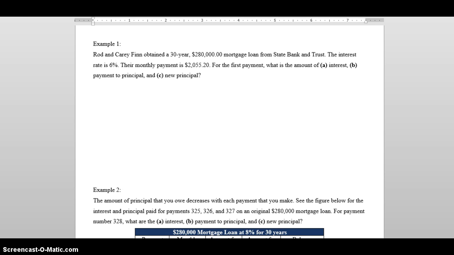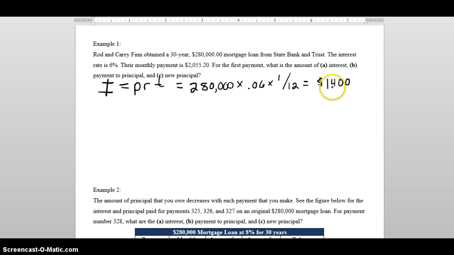So to find the interest, we're going to use interest equals principal times rate times time. In this case, our principal is $280,000. Our rate is 0.06. And our time is always 1/12 because we're talking about only 1 month. This gives us the interest is $1,400.